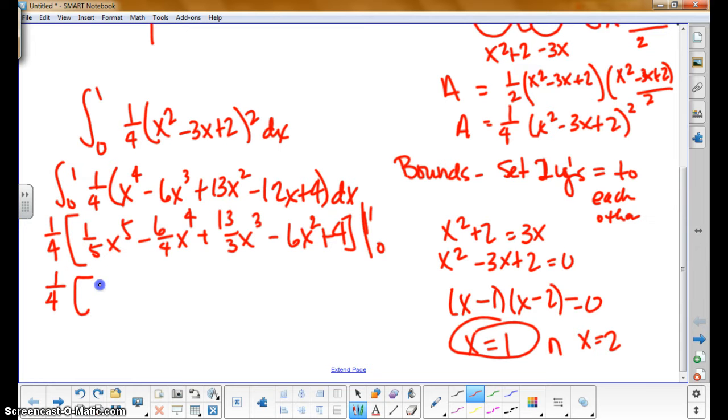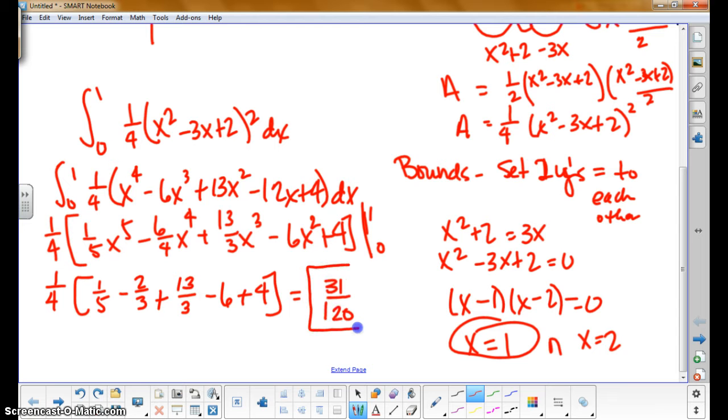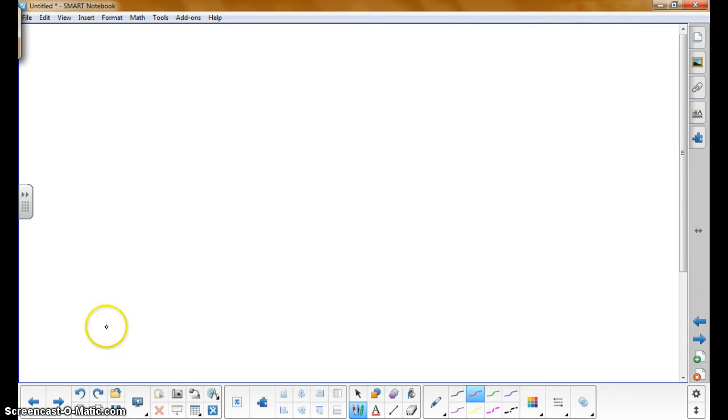1/4, and that ends up 1/5 minus 2/3 plus 13/3 minus 6 plus 4, and all of that multiplied by 1/4 comes out to be 31/20ths. If you would like to confirm that on your calculator, I would invite you to do so. Okay, we're going to get partway through the next problem, which is going to be a dy problem.